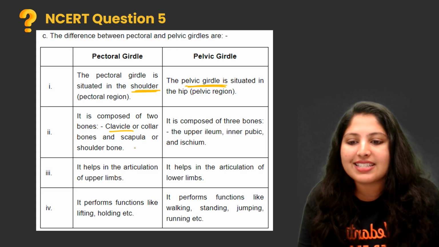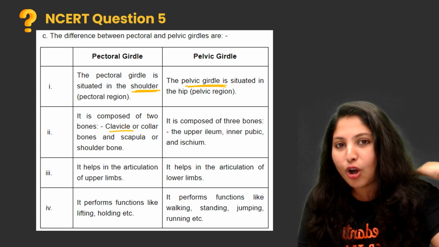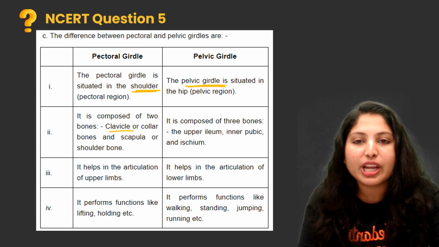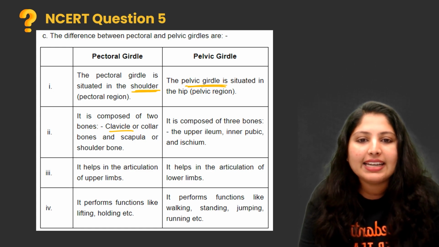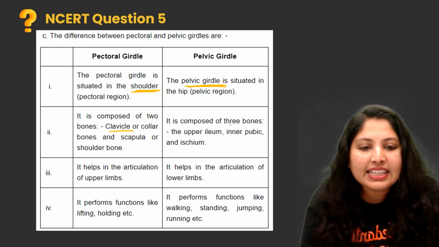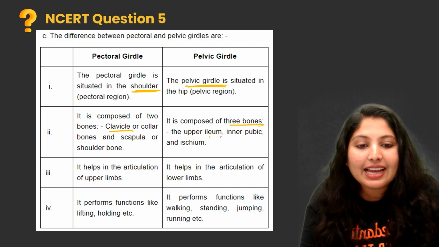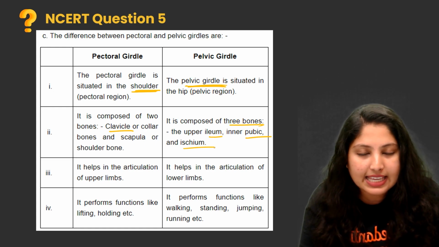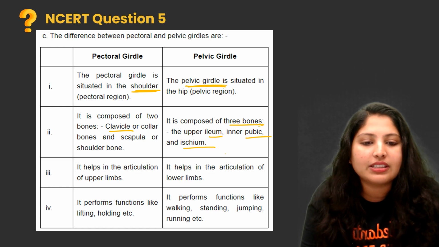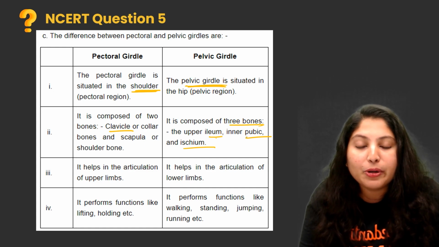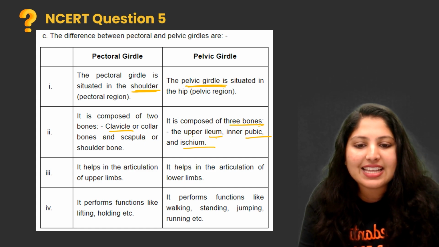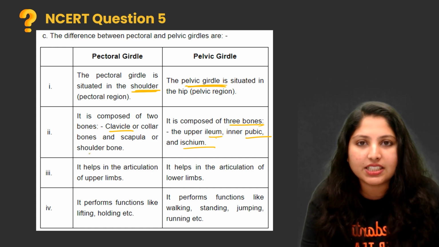And the scapula. The scapula is present on the dorsal side. It is a triangle shaped bone. Next, the pelvic girdle contains three bones: ilium, pubis, and ischium. These are the bones present in the pelvic girdle.